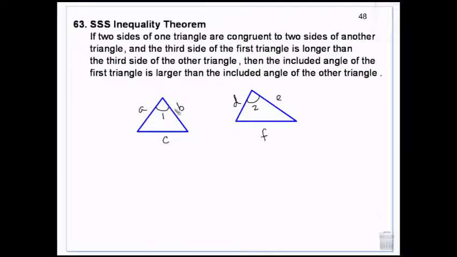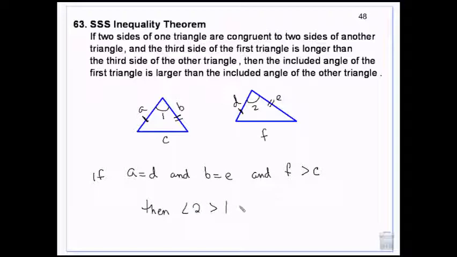So this is similar to the side angle side inequality, but it's side side side inequality. And what that says is if A is equal to D and B is equal to E. So I have A and D are the same, and B and E are the same. And let's say F is larger than C. Then angle 2 is greater than angle 1. So it's basically the exact same as the side angle side. But with side angle side, the angle being larger makes that third side larger. But with side side side, the side being larger makes the angle larger.